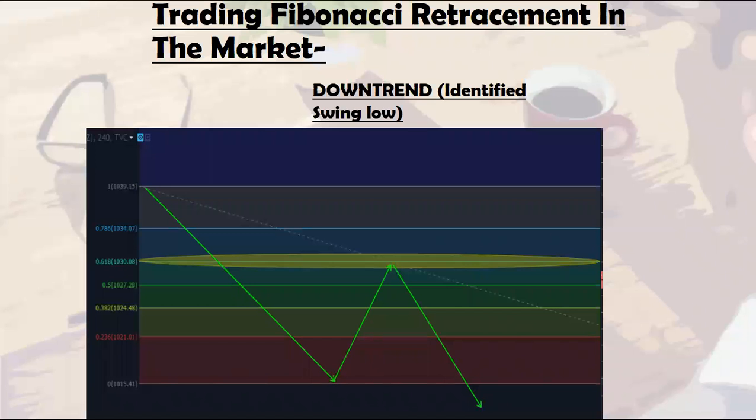All right, so here's an example. I just want you guys to see this visually without any candles. Here's an example of Fibonacci retracement in the market. And here you see, guys, a downtrend. So you have an identified swing low. As you can see here, this is our swing low. And then price comes up, and then price drops because it comes up to the 0.618 level area and then drops, right?